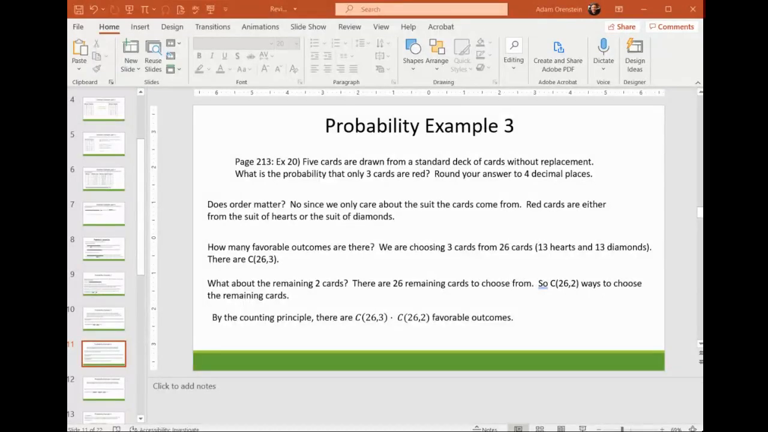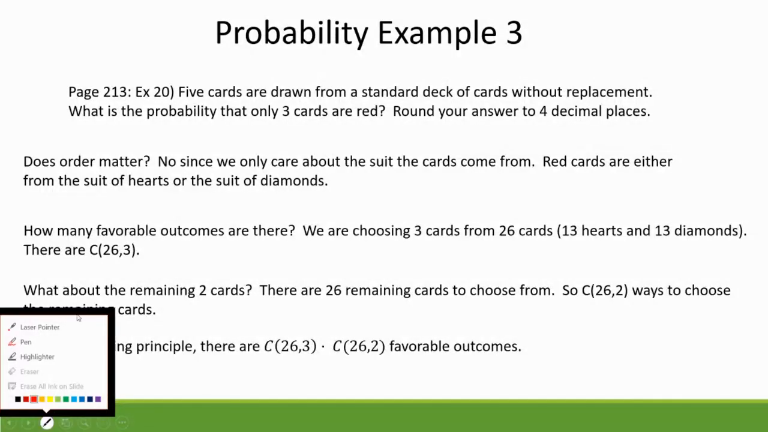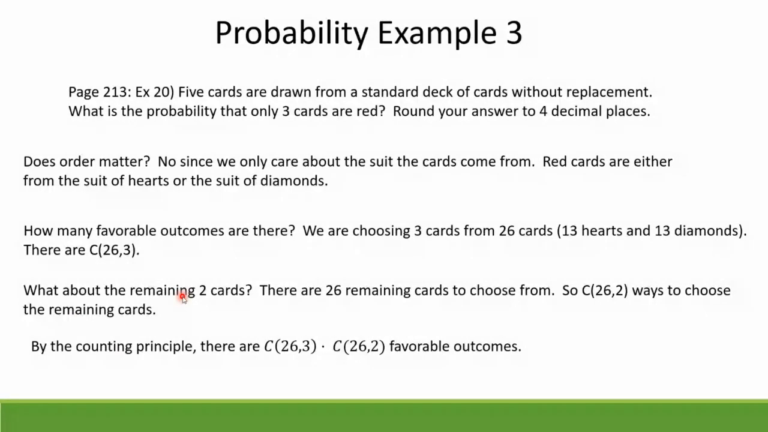All right, so here, we're still drawing 5 cards from the deck without replacement. Without replacement, so again, we're not putting a card back. So it's impossible to have repetition now. Also, what's the probability that only 3 cards are red?